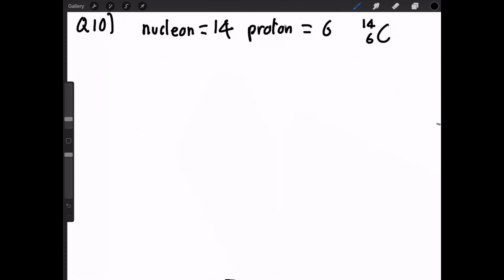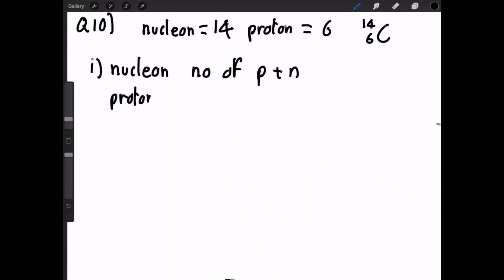State what is meant by a nucleon number and a proton number. I can't believe this is an A-level question. Nucleon number, that is number of protons plus neutrons. I'm not going to write it out, you should know this. And proton number, well, it's the number of protons, or the atomic number. I can't believe that's an actual A-level question, but never mind.